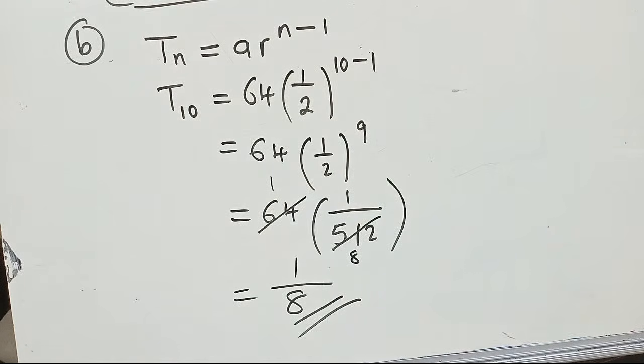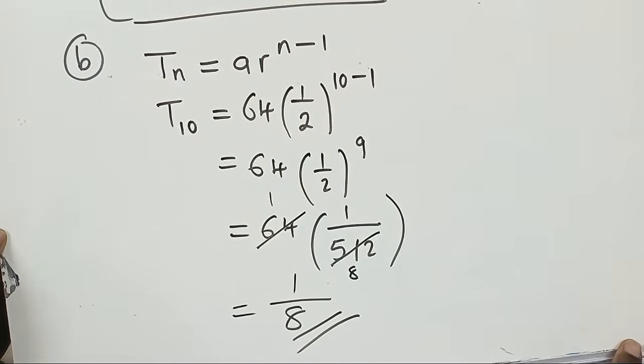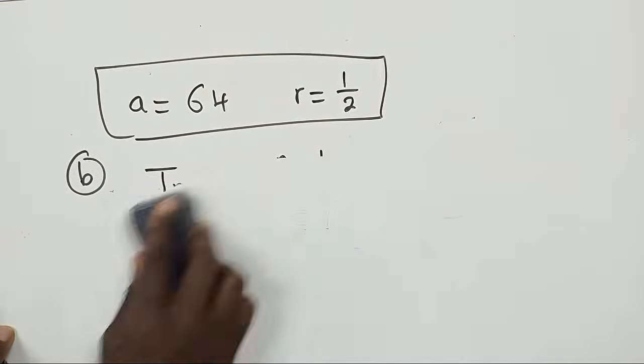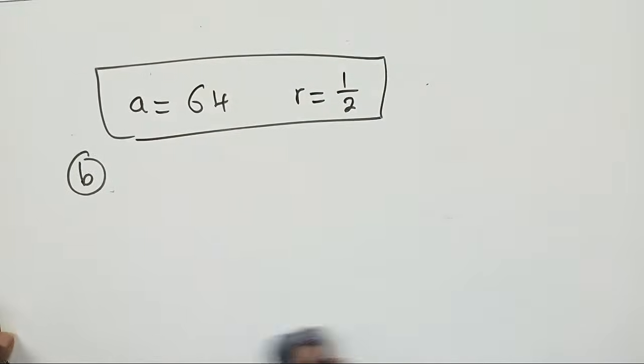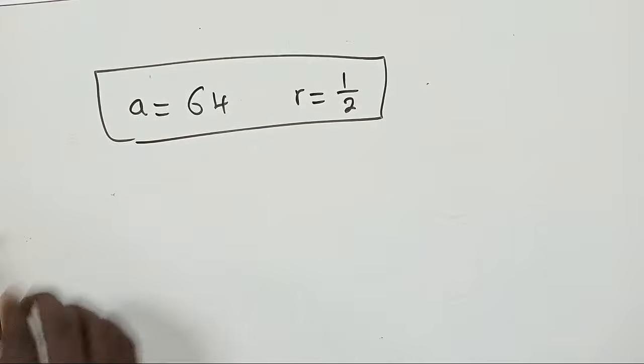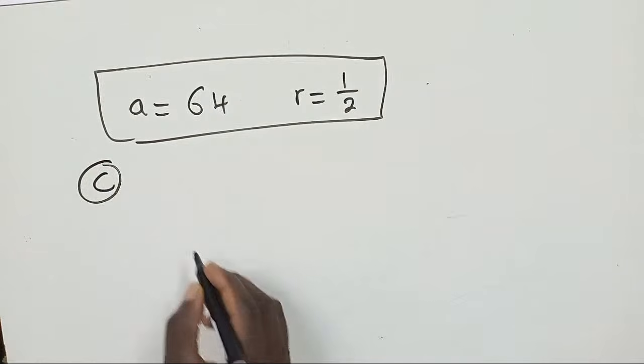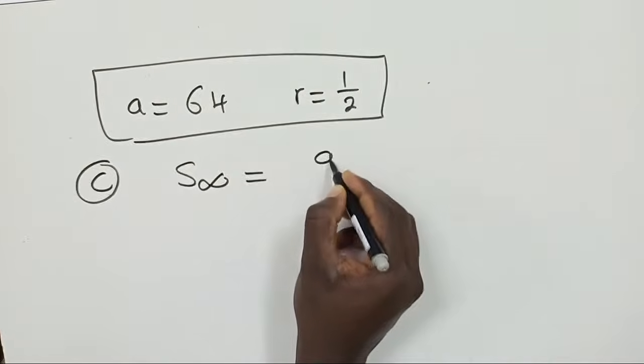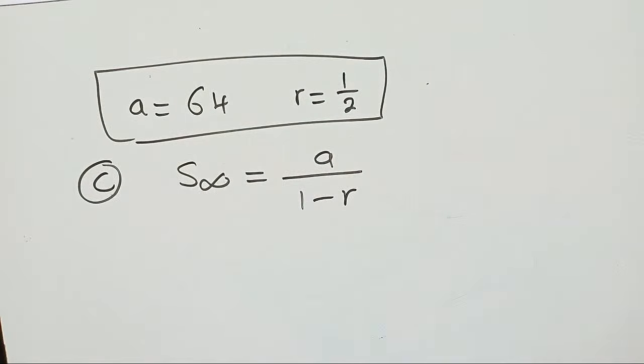We now go to question C. They're saying we find the sum to infinity. This is the 2019 paper 2 GCE. So for question C, they want us to calculate the sum to infinity. The sum to infinity will be equal to A over 1 minus R. That's the formula for sum to infinity.